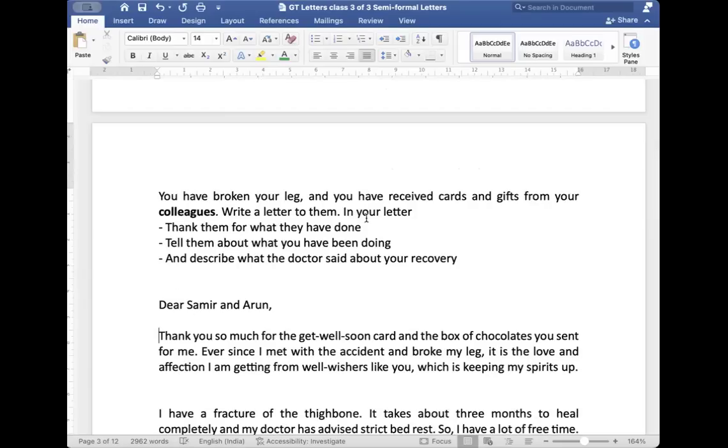You've broken your leg and you've received cards and gifts from your colleagues. Write a letter to thank them. Okay? And tell them what they have done. Tell them about what you have been doing. Describe what the doctor said about your recovery.